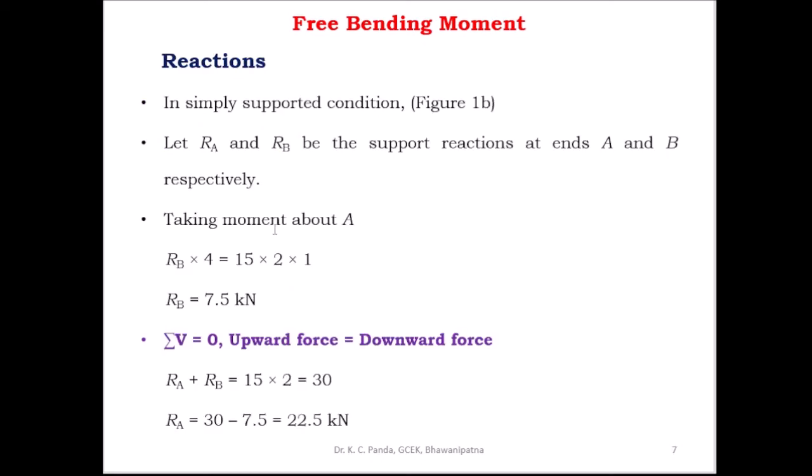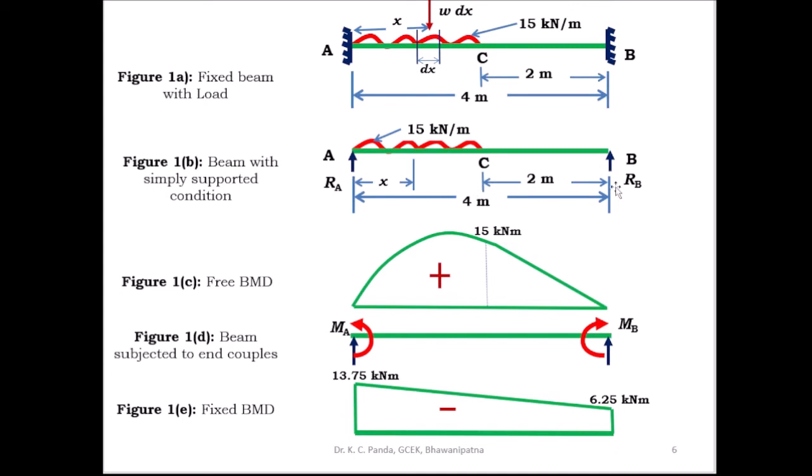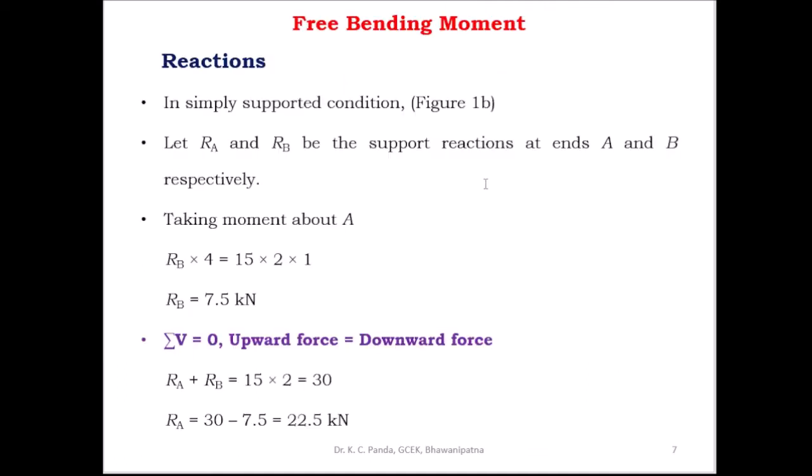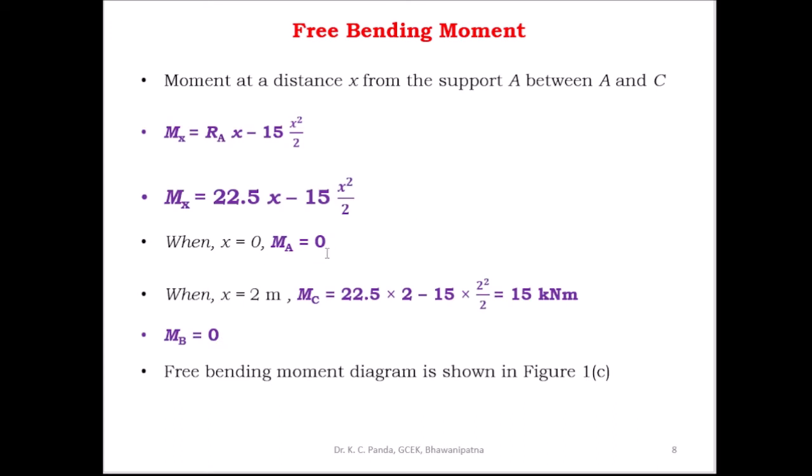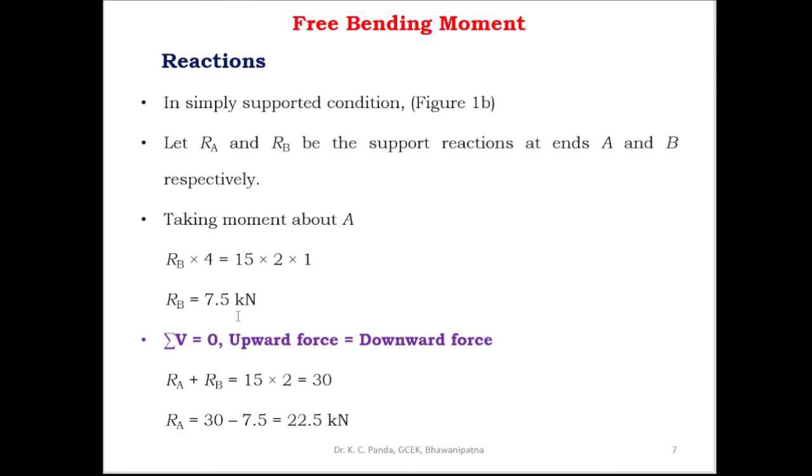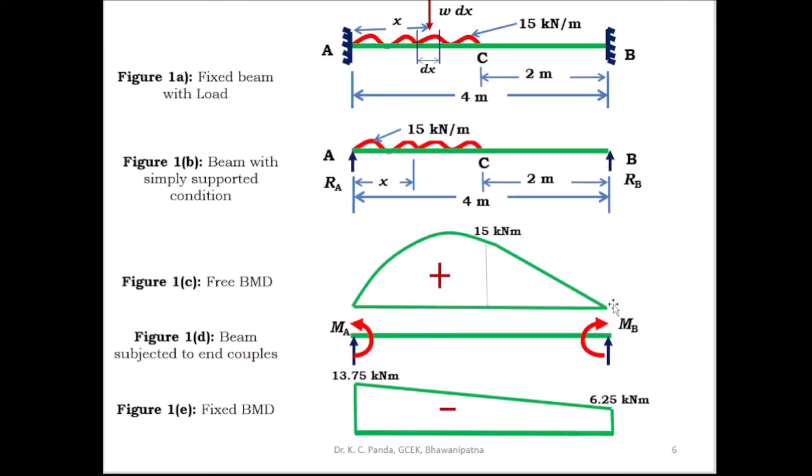Then you have to find the free bending moment at A, at C and at B. From this equation you can find the free bending moment at A and at C. If you put x equal to 0, you get the moment at A. If you put x equal to 2 meter, you get the moment at C. So when x is equal to 0, MA is equal to 0. When x is equal to 2 meter, MC is equal to 22.5 into 2 minus 15 into 2 square by 2, which is 15 kilonewton meter. So this is the moment at C. And the moment at B is equal to 0.